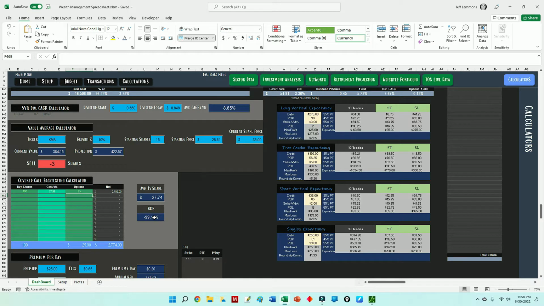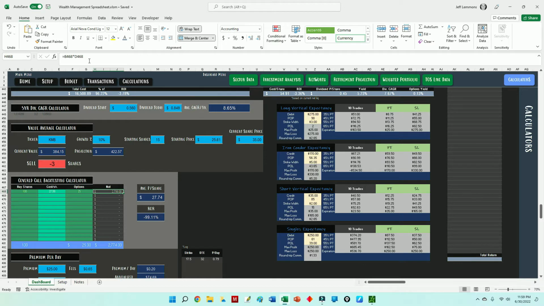You can ignore this return on risk for now because we don't have a return yet. We haven't profited anything. But you can see with that option in there, our average per share price is actually $27.74 instead of $27.99. What I'm going to do is show you how this strategy works and how I use it, and you can make your own assessment about whether or not it's valid for you.